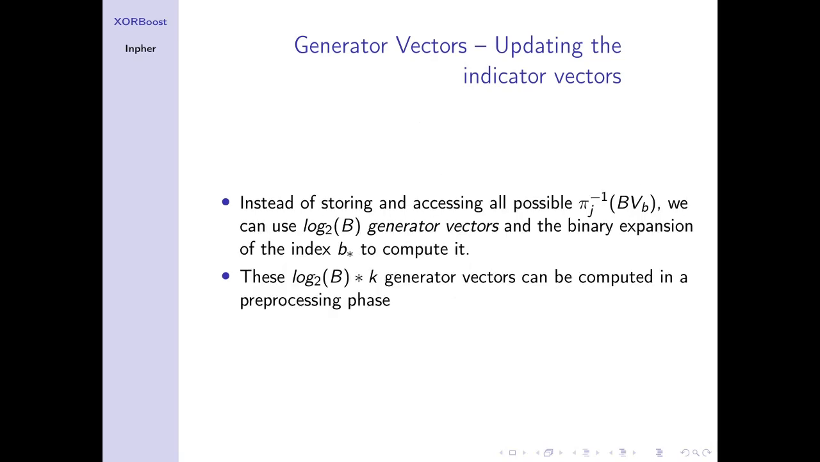So the one trick that we use to speed up the computation is, instead of computing all of these pi j inverse of BVB for all features and all buckets, we're going to compute log B generator vectors and then use these to compute the required pi j inverse of BVB. If you want more details about this procedure, you can go in the paper, but the idea is that instead of having B vectors, we use only log B vectors, and that results in some speed up and some gains.